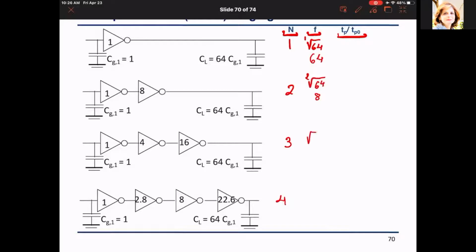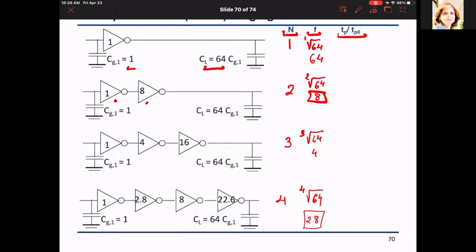The cubic root of 64 gives 4. And of course this is the fourth root of 64, which gives 2.8. Okay, so if we look here, this is 64 to 1. If I look at those two, I got F equal to 8, so the first transistor size was 1, this is 8, times 8, right.